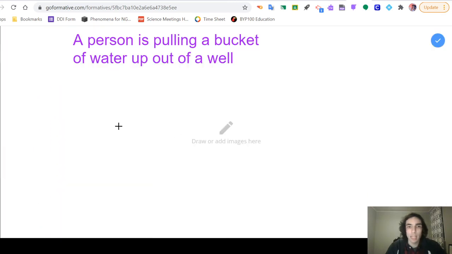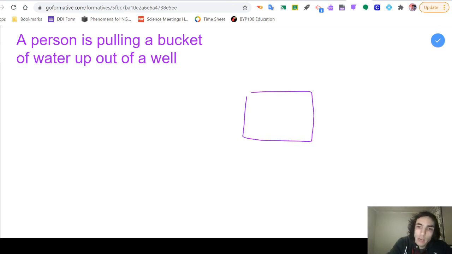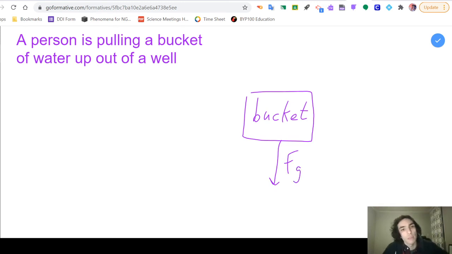Now, in this next example, we're going to look at a force that we have not yet talked about in this video. So now, a person is pulling a bucket of water up out of a well. So let's draw this free body diagram on the bucket of water. If I didn't label the object in the last video or the person in the last video, I should have. But if we have this bucket of water, we know gravity is acting on it for sure. That's a force that we can pretty much always start with.